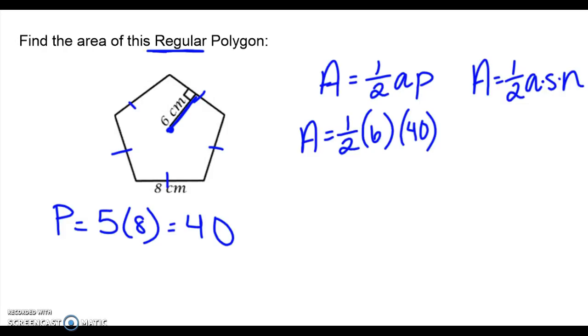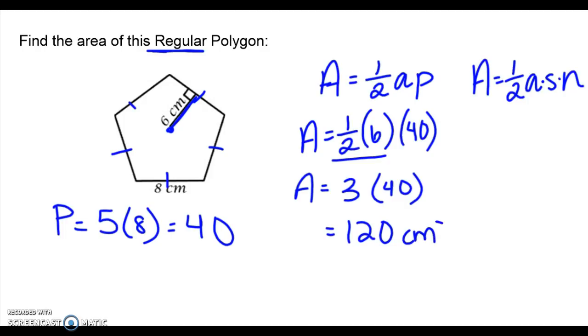Okay, and when I multiply all these together, my 1/2 times 6, I get 3, and then times the 40. So 3 times 40, we end up with 120 centimeters squared for my area of this polygon.